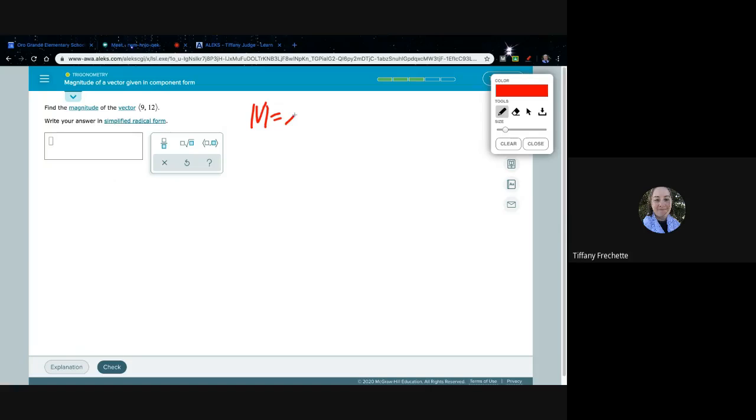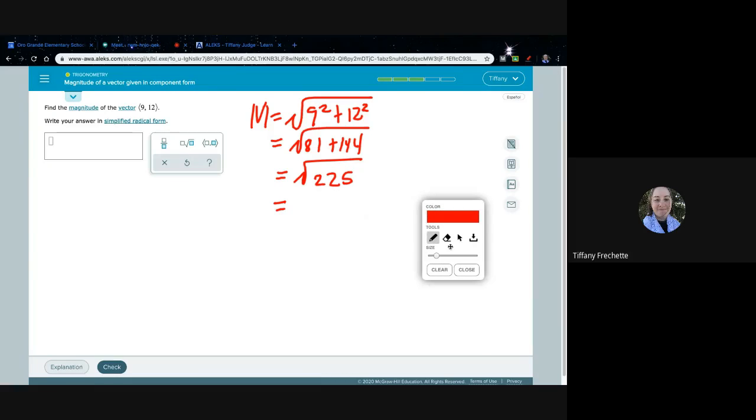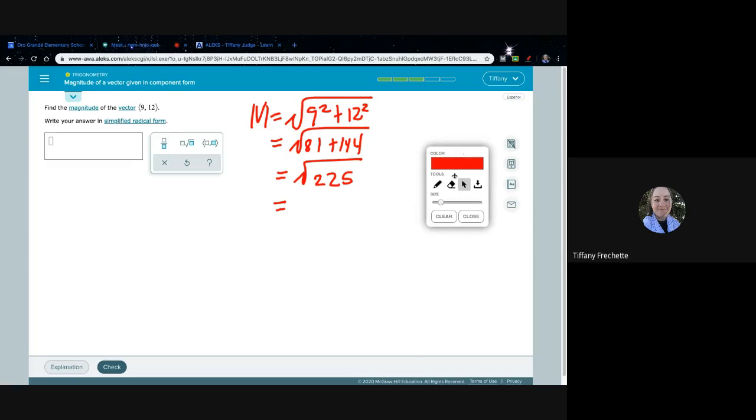So we have a squared plus b squared. And that's going to be 81 plus 144. And let's see, that's going to be 225. I believe the square root of 225 is, is it 15? Oh, they're not giving us a calculator on this one. Let's see.